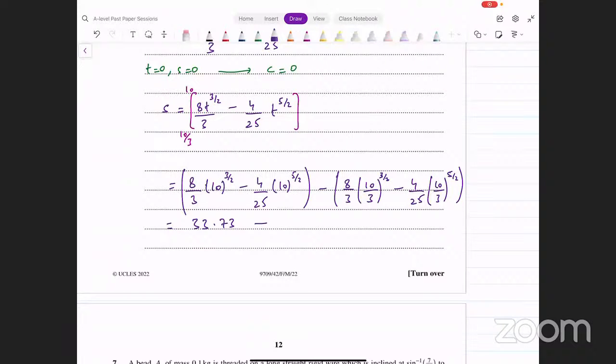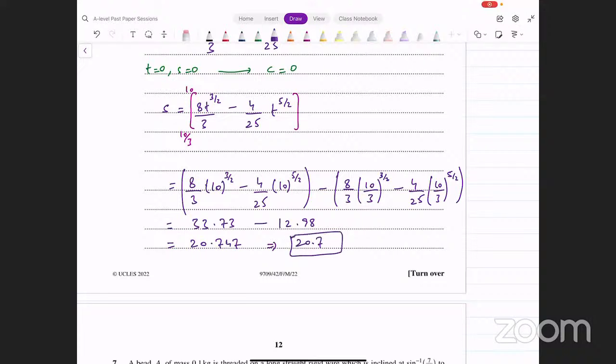Second bracket में इसको replace कर देता हूँ 10 की जगह पे. We have 10 divided by 3. Here also we've got 10 divided by 3. And that's giving me 12.98. 33.73 minus the answer, we get 20.75 from this. 20.747. If you want to round it off, it's going to be 20.7 meters.